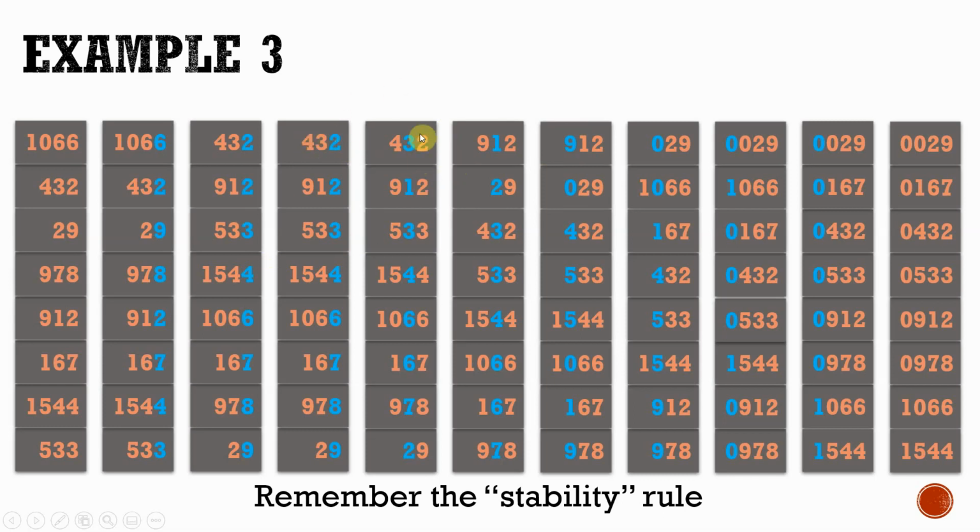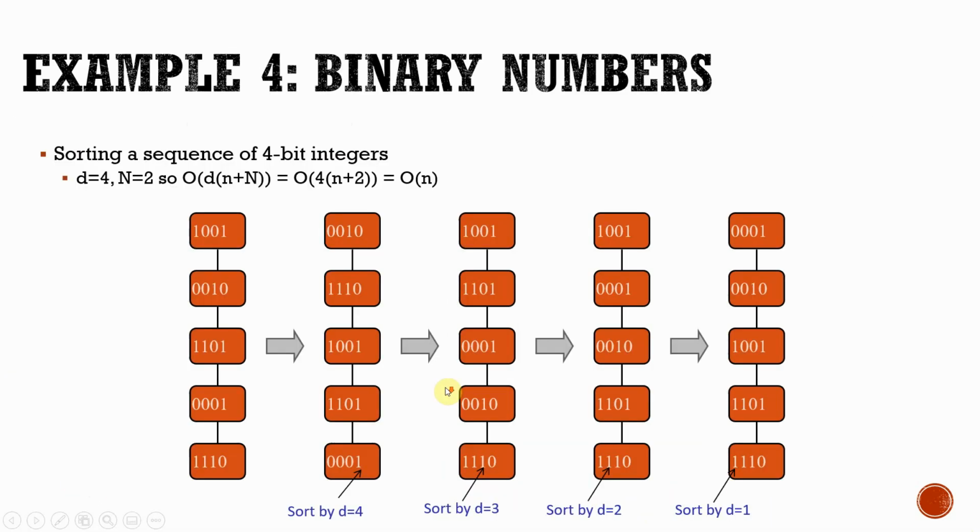Then the next stage is looking at the second least significant digit and sorting them based on that. Then the third one, and for the fourth one we have to place some zeros here. Finally the array becomes sorted. This happens because of the stability rule, because the counting sort or the bucket sort that we applied for sorting each digit was stable.